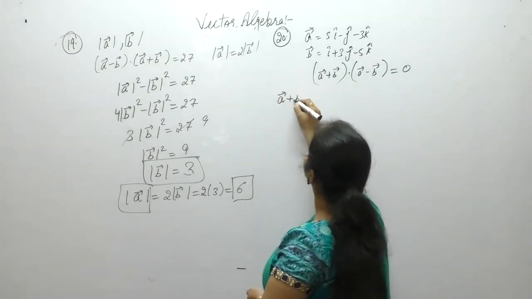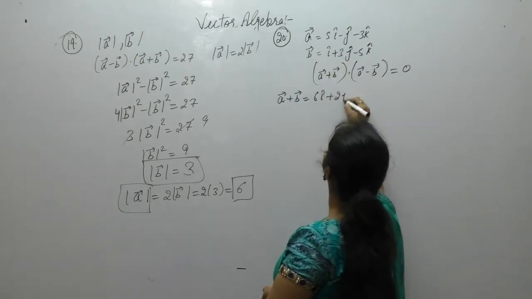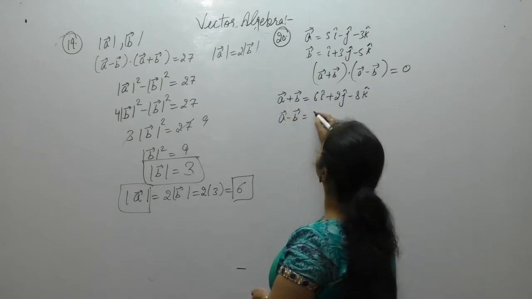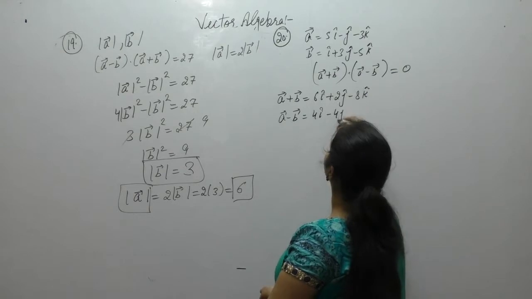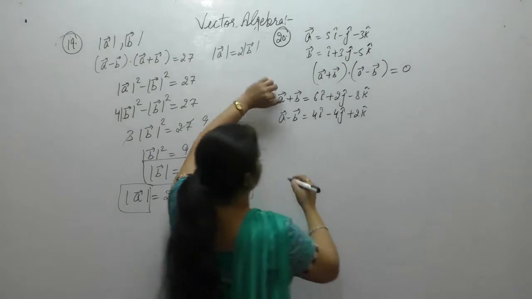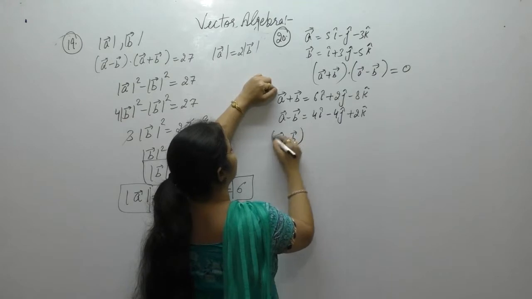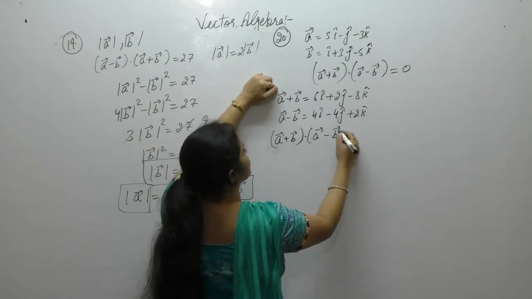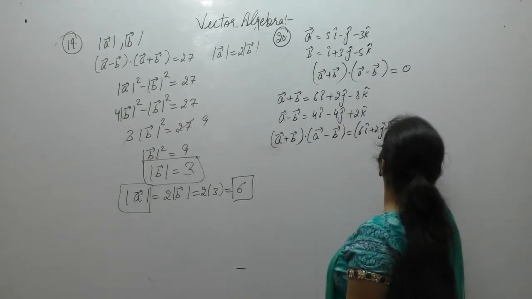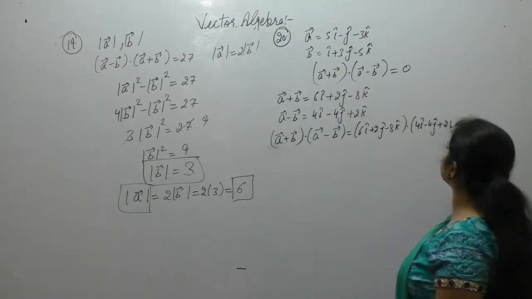What is the value of A plus B vector? 5 plus 1, 1 plus 3, minus 1 minus 5, minus 3... A vector minus B vector: 5 minus 1, minus 1 minus 3, minus 3 plus 5. Now take the dot product: A plus B dot A minus B. 6i plus 2j minus 8k dot 4i minus 4j plus 2k.